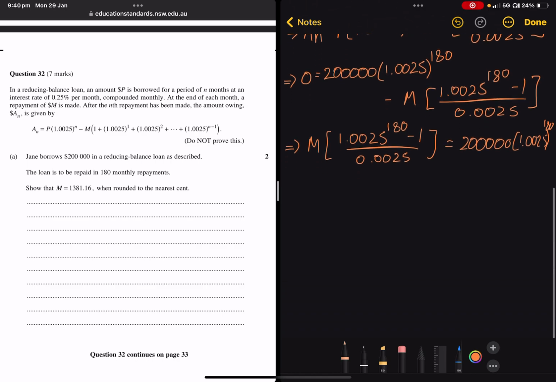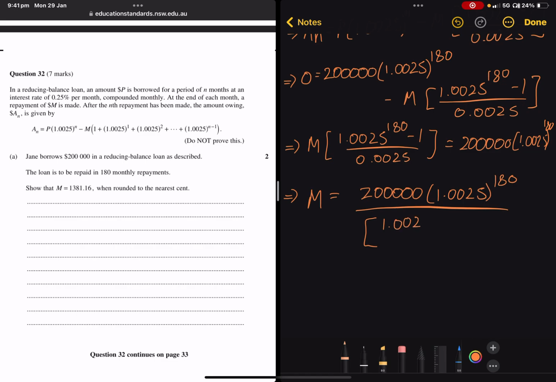Divide both sides by the term multiplied by the M. This gives me M is equal to 200,000 times 1.0025 to the power of 180 divided by 1.0025 to the 180 minus 1, all divided by 0.0025. Now I just need to put this in the calculator. When you're putting this into your calculator, be very careful. This is a very large sum to be putting into a calculator in a single process, and so it's very easy to mess this up.